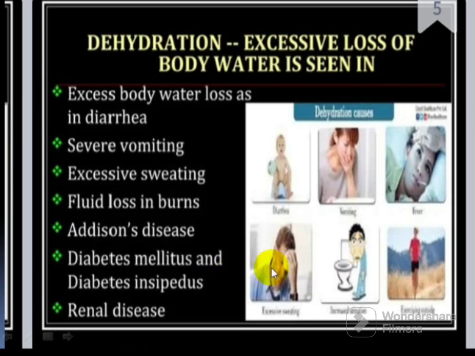Yes? I thought diabetes insipidus is as a result of water intoxication. How does it cause dehydration?